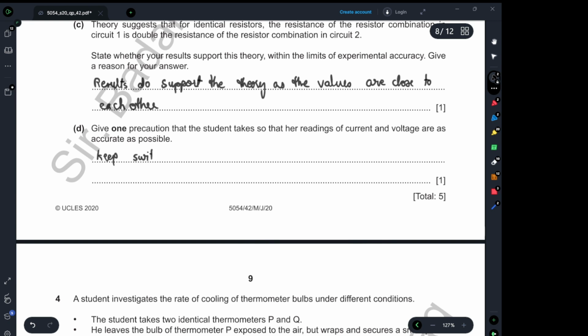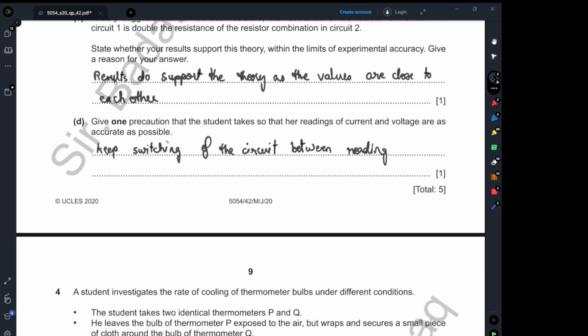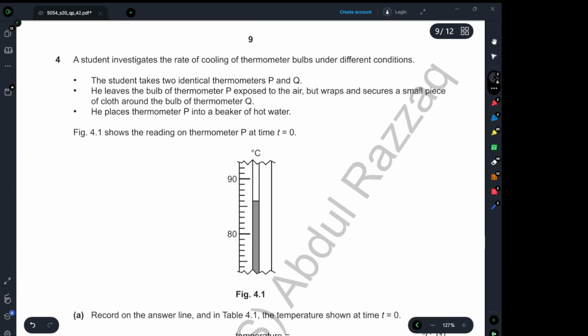Switching off the circuit between readings. मेरा ख्याल में ये चीज़ जो है वो हम हर पेपर में, इससे पहले वाले 2 पेपर्स में भी, इसमें भी अगेन हम यही चीज़ जो है वो यूज़ कर रहे हैं. So again, a very important concept.